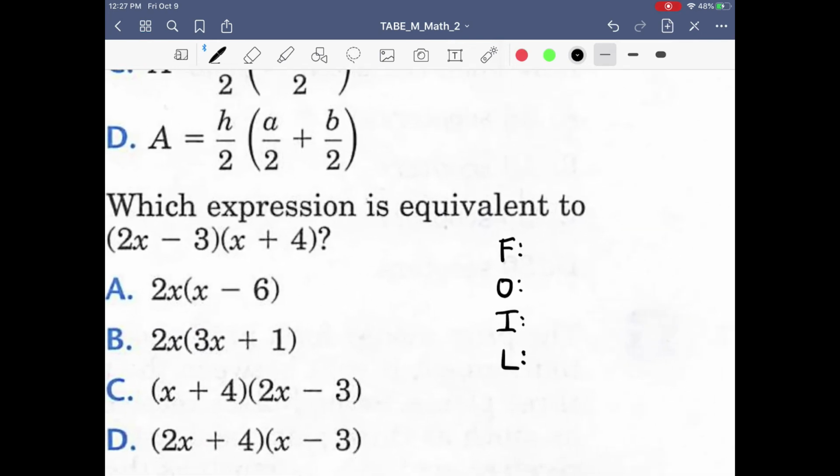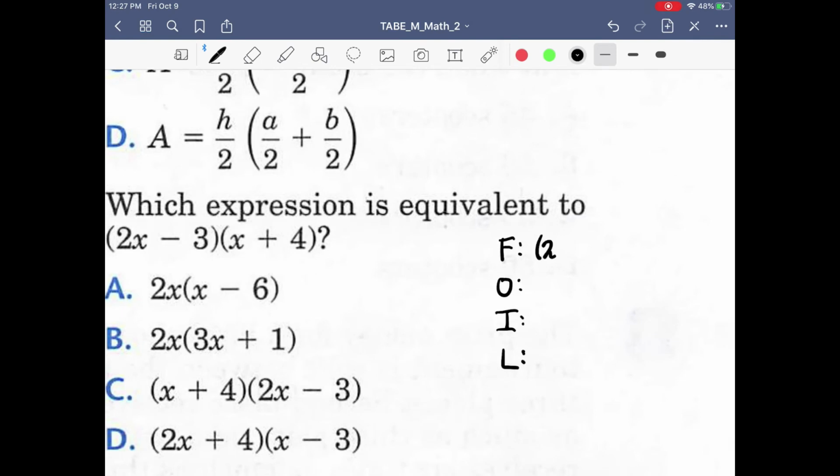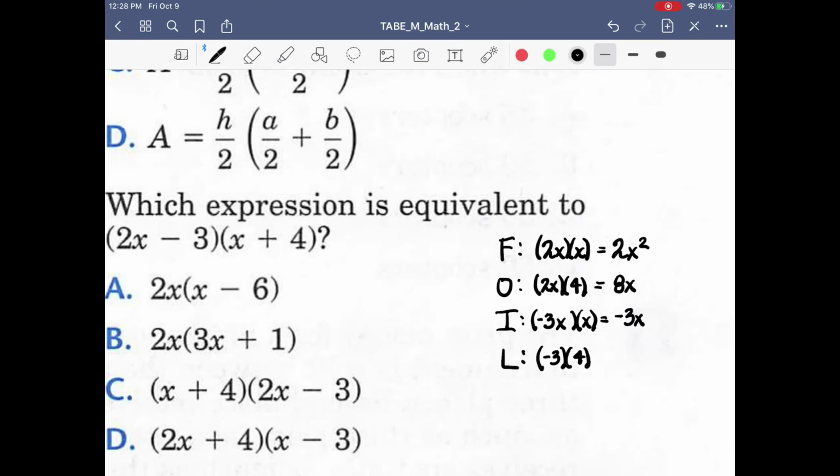So first terms will be the 2x and the x. So that's going to be 2x squared. The outside terms will be 2x and positive 4. So that is 8x. The inside terms will be negative 3, x and x. So that's negative 3x. And then the last terms would be a negative 3 times a positive 4, which is a negative 12.